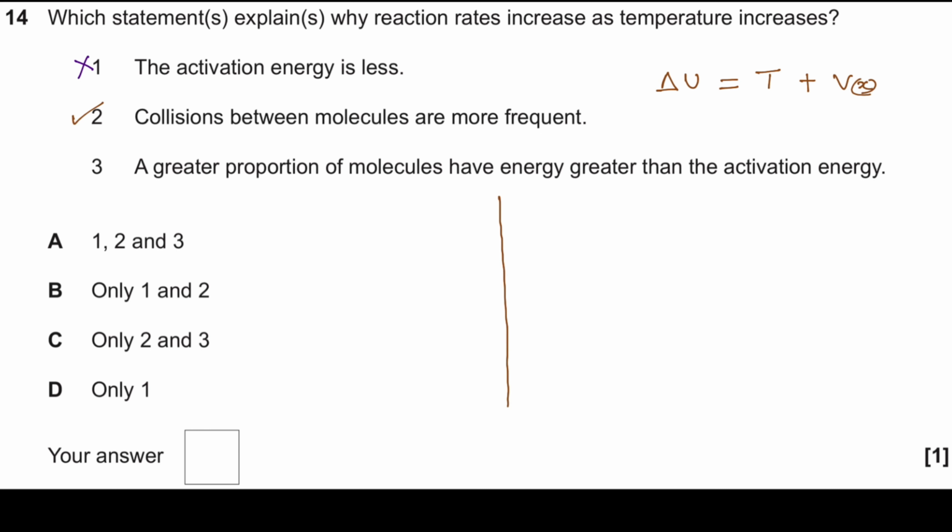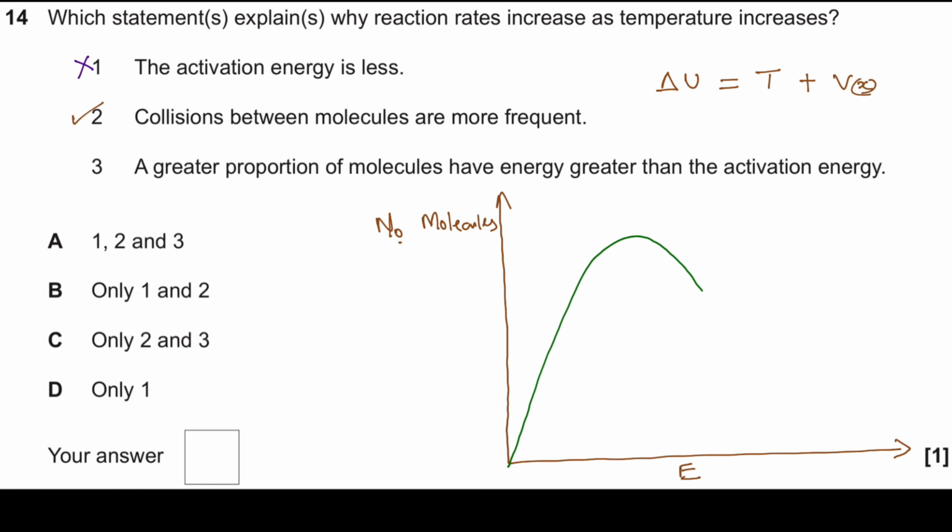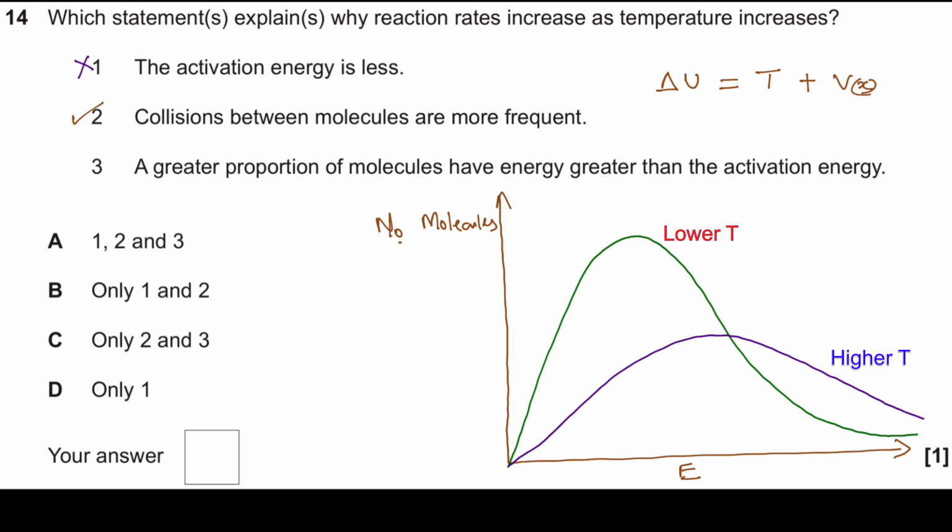That's true. The energy profile: this is the number of molecules, and this is the energy at a particular temperature, and another energy distribution at a higher temperature. And we have the activation energy somewhere here. More molecules will acquire that energy at a higher temperature. This is true for number 3. The answer we're looking for is 2 and 3, which is C, and we have to put C in the box.